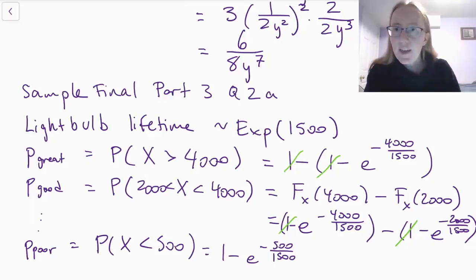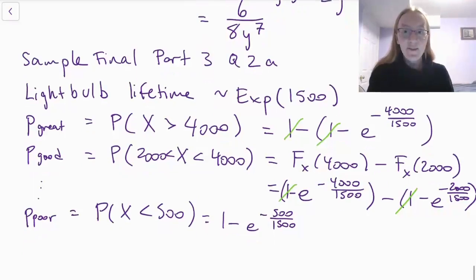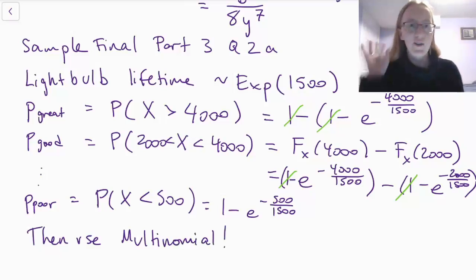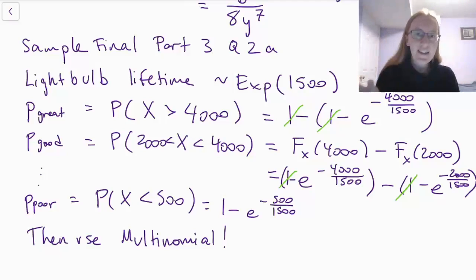I'm going to just double check whether that was... Okay, great. And then, once you have those categories, then you use the multinomial. Because we've got 20 light bulbs in the box, so our n is 20, and we have these 4 categories, and that'll give us the answer to all of those problems.